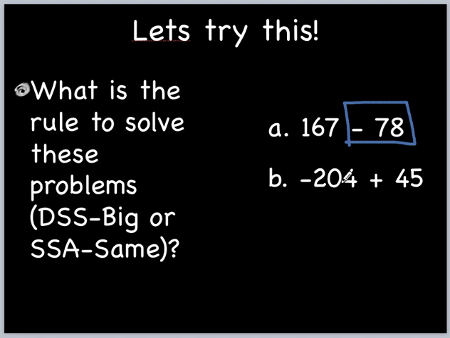Here, you are having a negative number first and you add a 45. So this is positive, this is negative, and the other one is positive. So it's very obvious that this is DSS big.